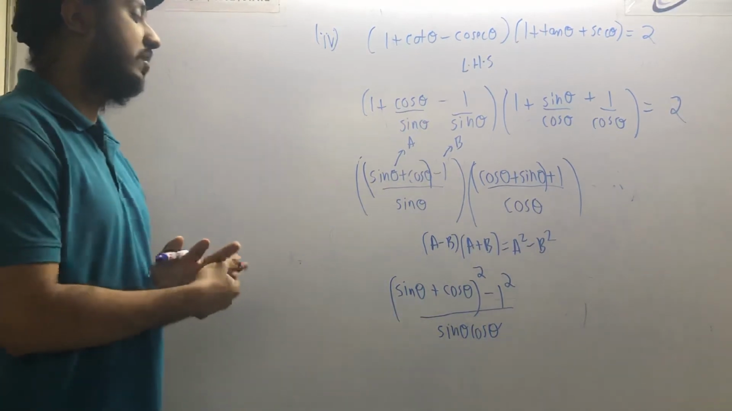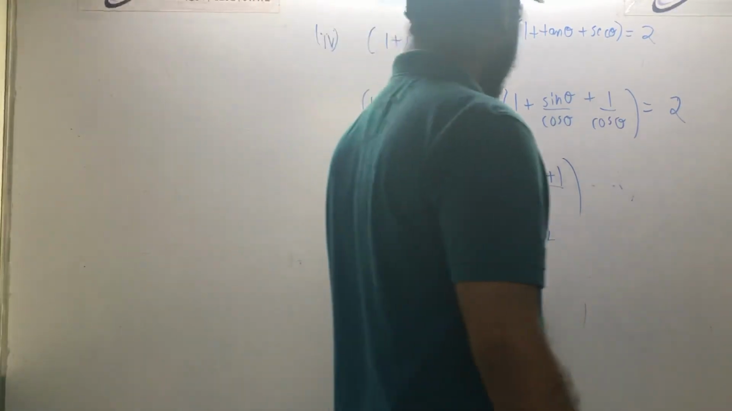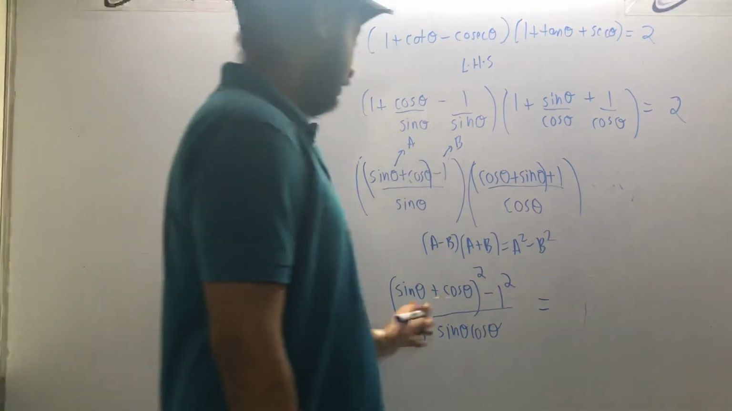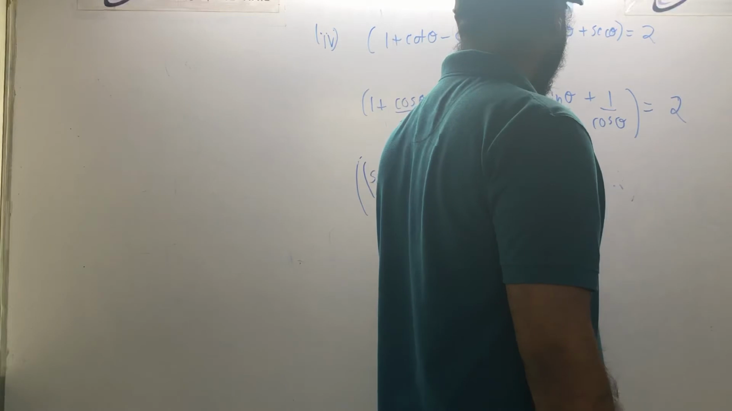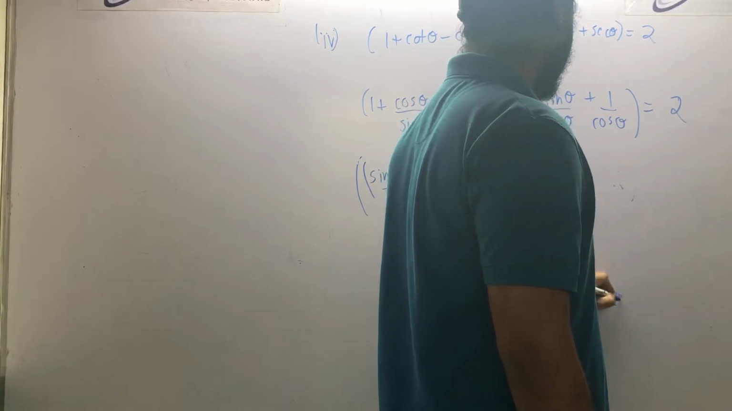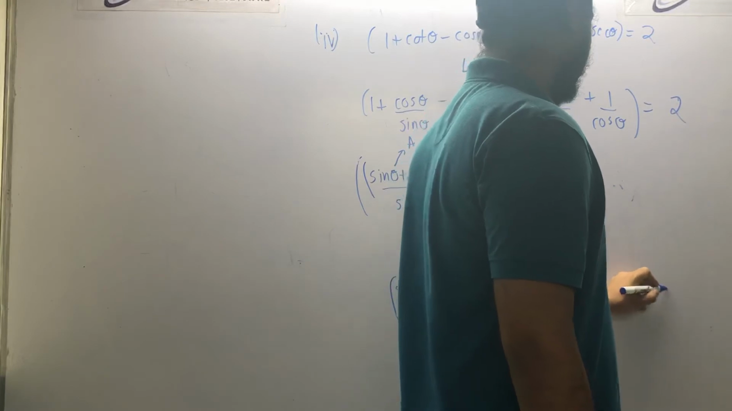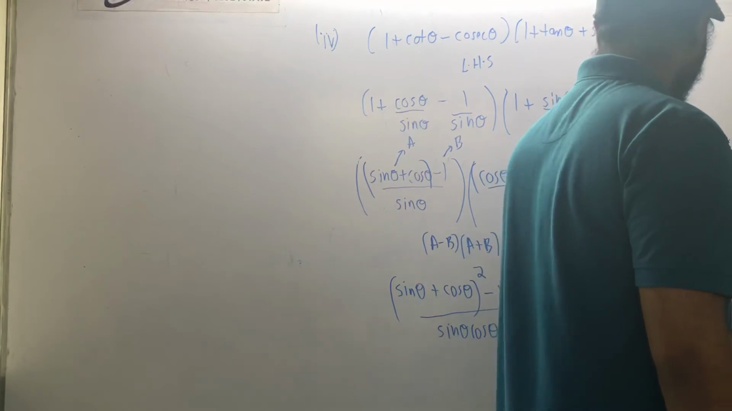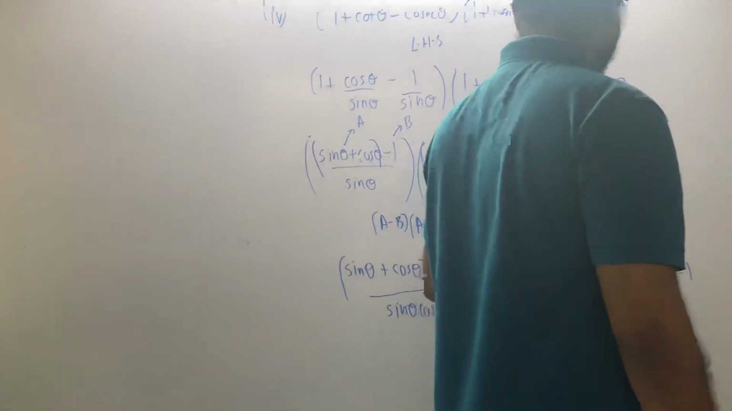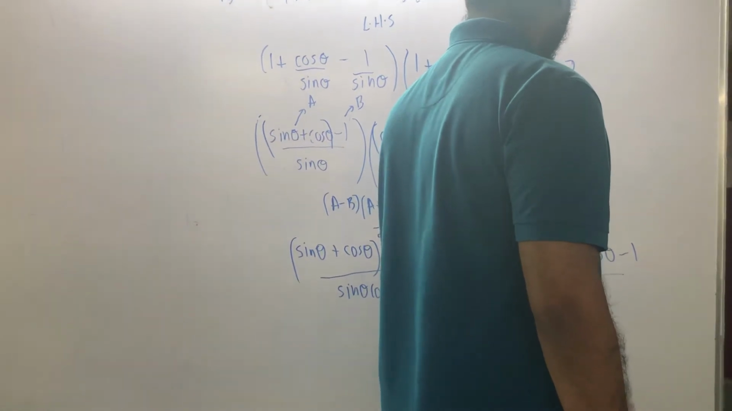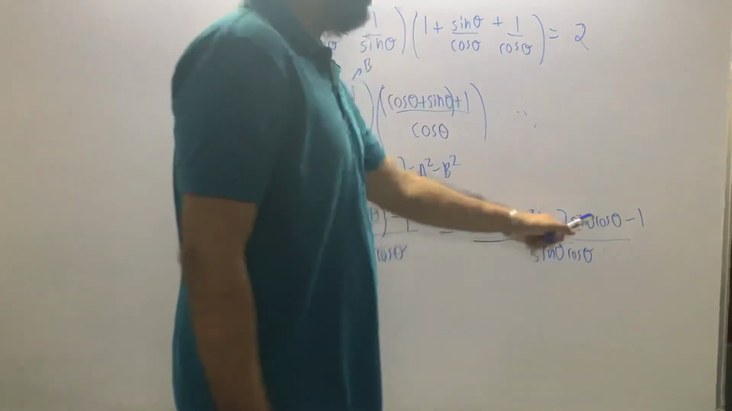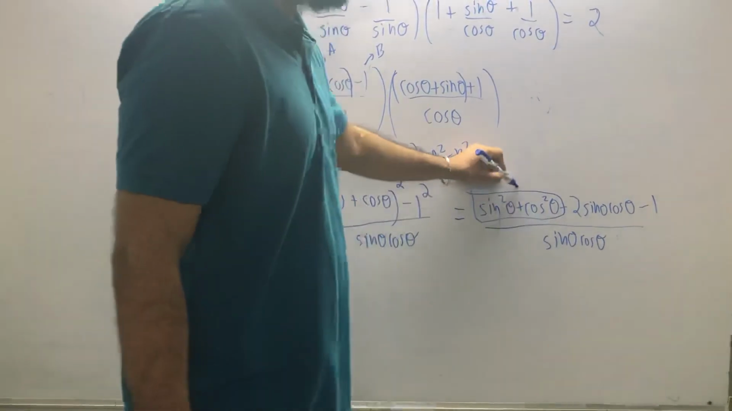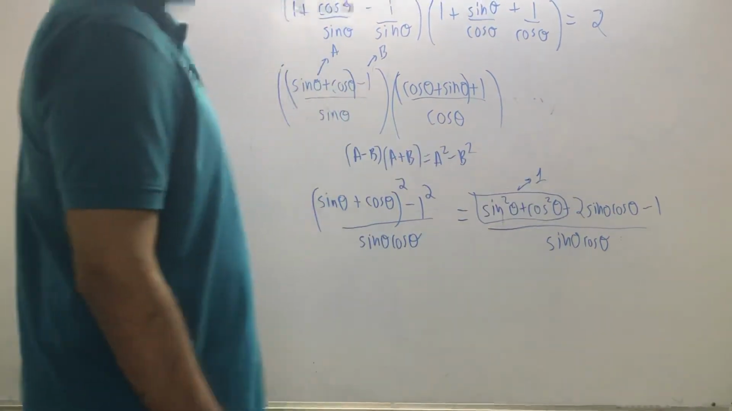So sin theta plus cos theta whole square, you can simplify this further. You know what is the A plus B whole square? A plus B whole square is A square plus B square plus 2AB. So this will be sin square theta plus cos square theta plus 2 sin theta cos theta minus 1 upon sin theta cos theta. So what is sin square theta plus cos square theta? That is 1.